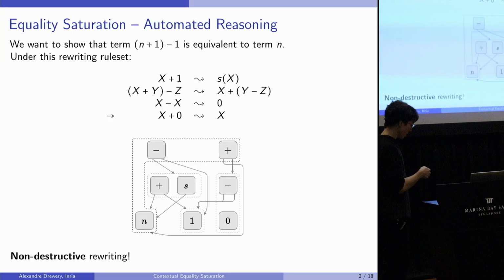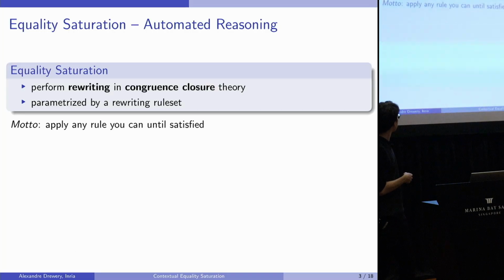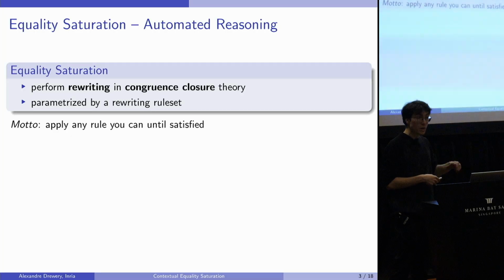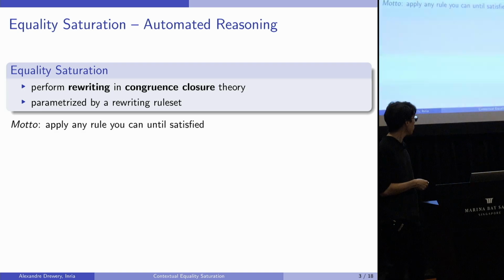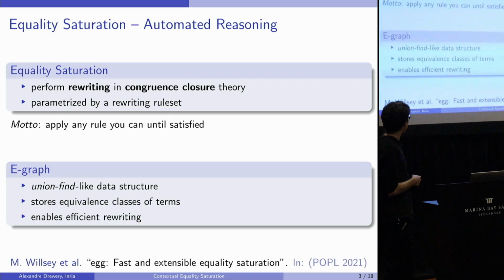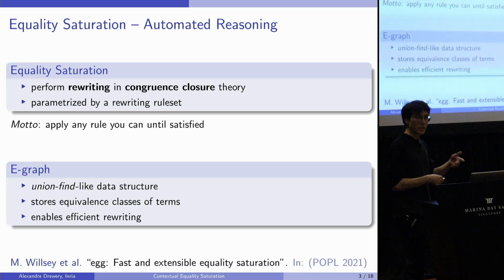So to summarize everything I said to you, equality saturation performs rewriting on terms in the theory of congruence closure. It is parameterized by a rewriting rule set. And the general idea is you apply every rule you can, everywhere you can, until you are satisfied. It works on the shoulders of a powerful data structure called an E-graph, which encodes equivalence classes of terms. And it is very efficient in enabling rewriting. If you have a rule, you will know where you can apply it and how you can apply it.